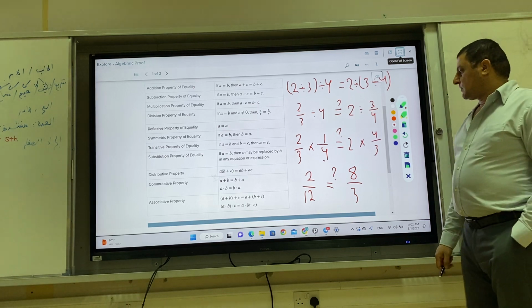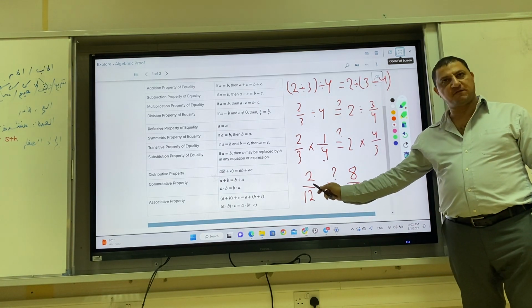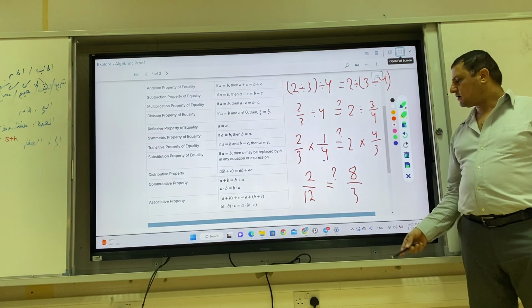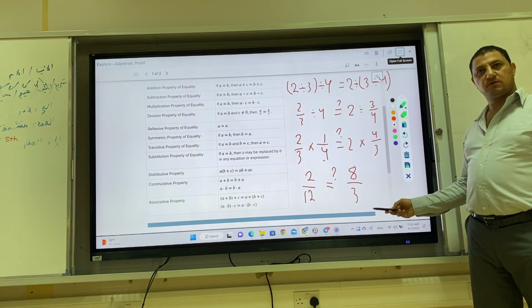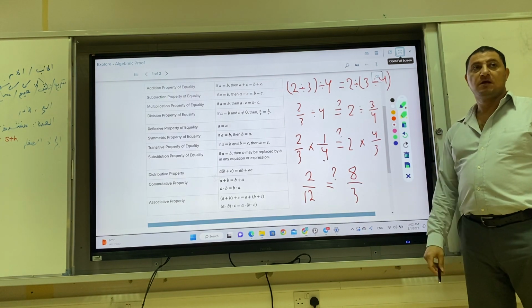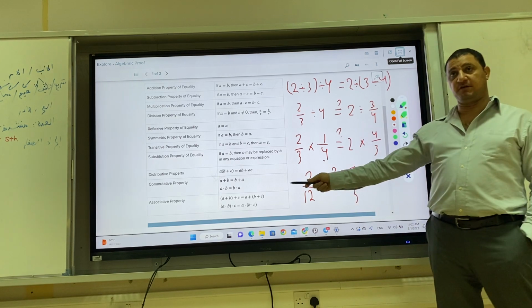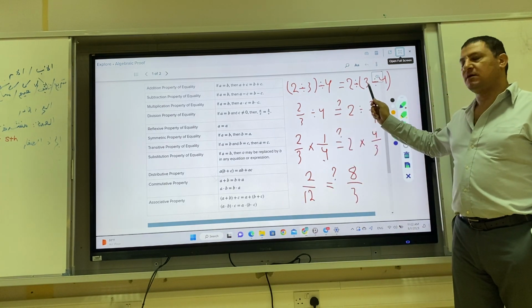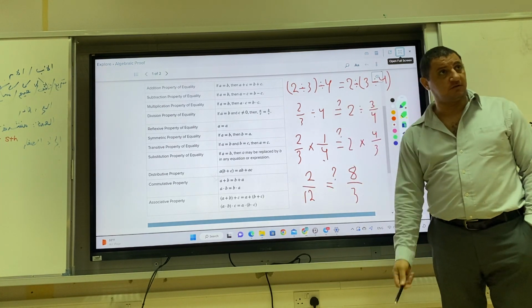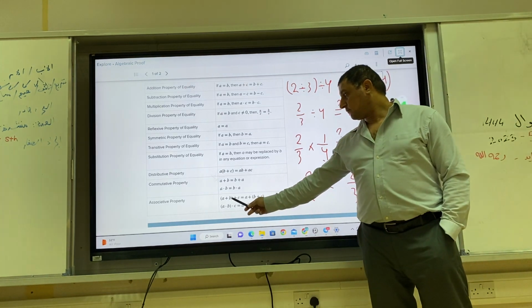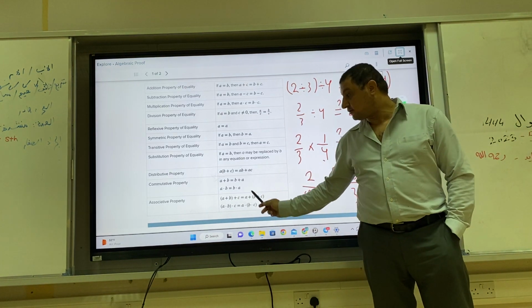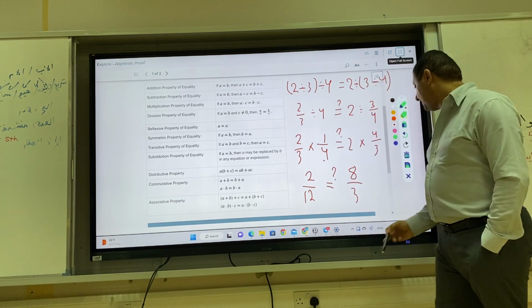No. Actually, this is a proper fraction. It's less than 1. And this is an improper fraction. This is more than 1, so they are not equal. So we have checked that associative does not work for division, and it doesn't work for subtraction. So associative works with addition and multiplication only. Okay? Easy.